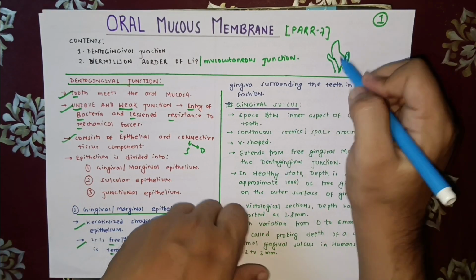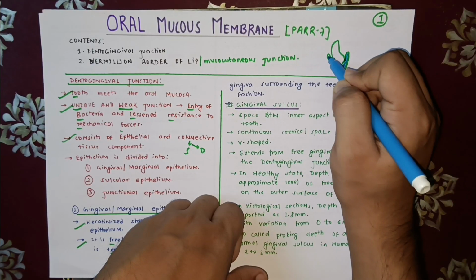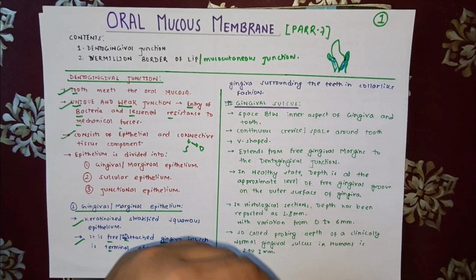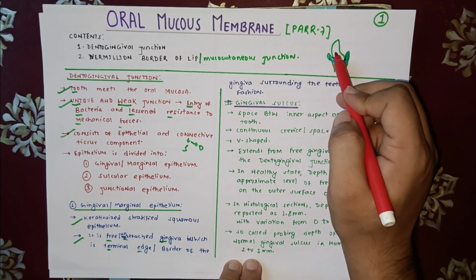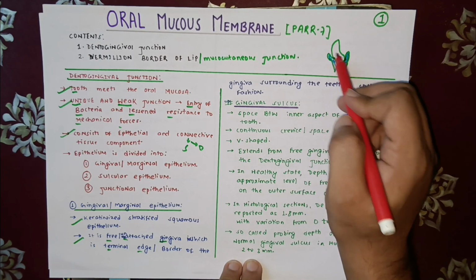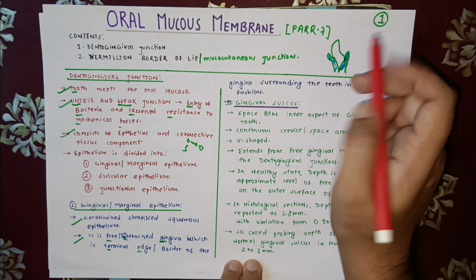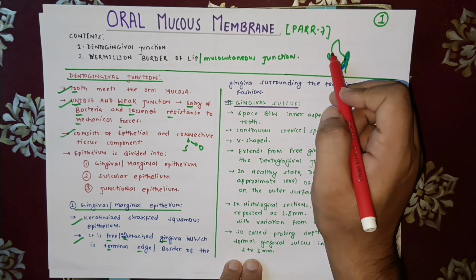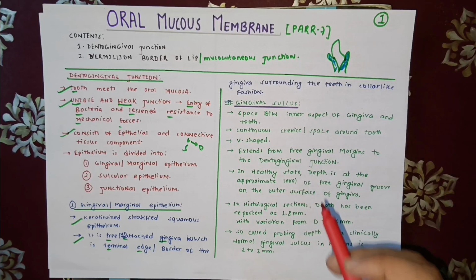So this is gingiva here, and this is also gingiva here. Now we can see there is a gap between the gingiva and the tooth. This gap is the gingival sulcus, and about this gap I will be showing a picture. This gap is the gingival sulcus between the free gingiva and the tooth surface. So that is the gingival sulcus.